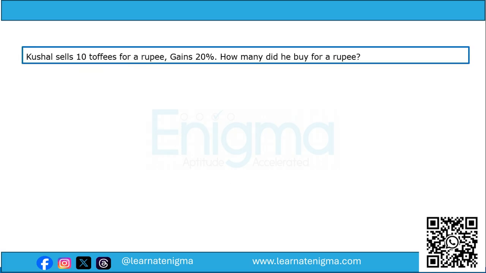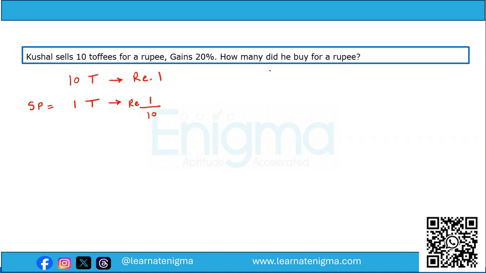Kushal sells 10 toffees for a rupee, gains 20%. How many did he buy for a rupee? Now, Kushal sells 10 toffees for rupee 1. So the price for one toffee must be 1 upon 10 rupee. Okay, so this is the selling price, 1 upon 10.